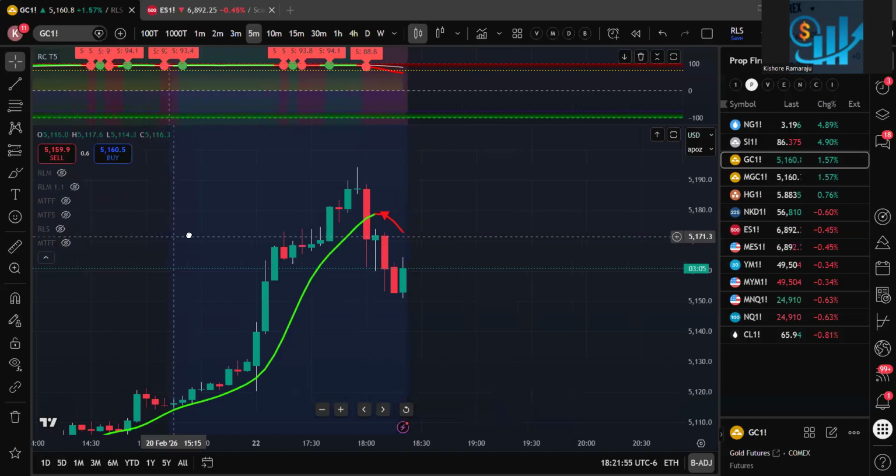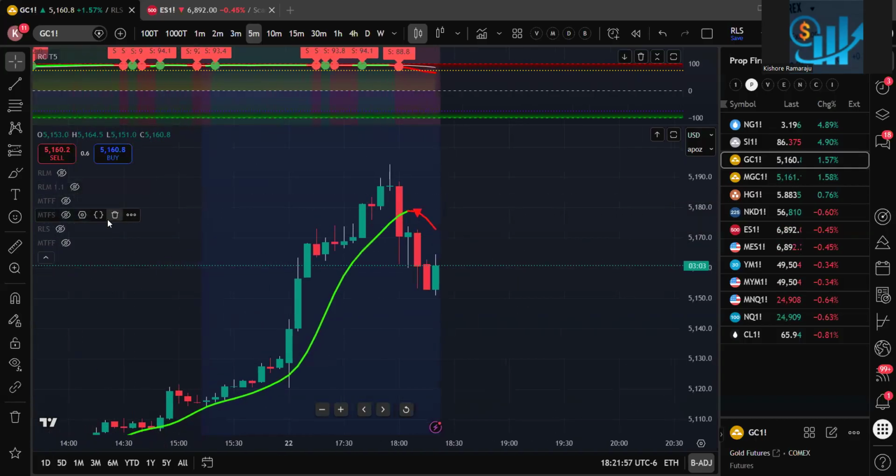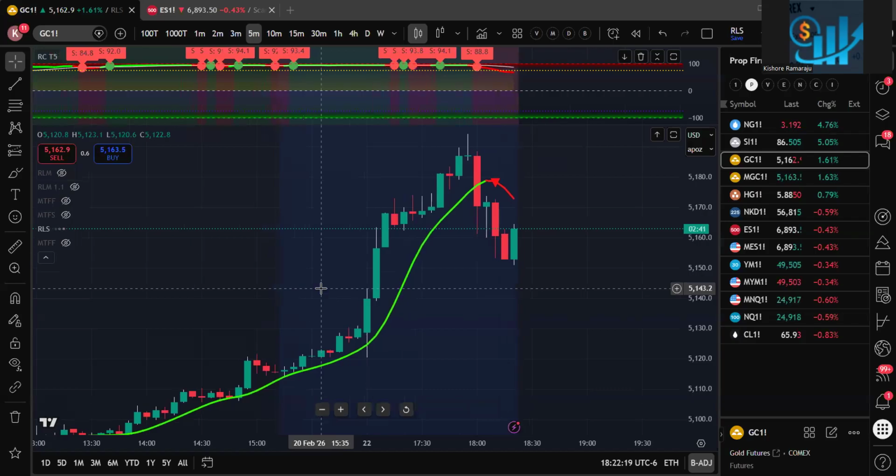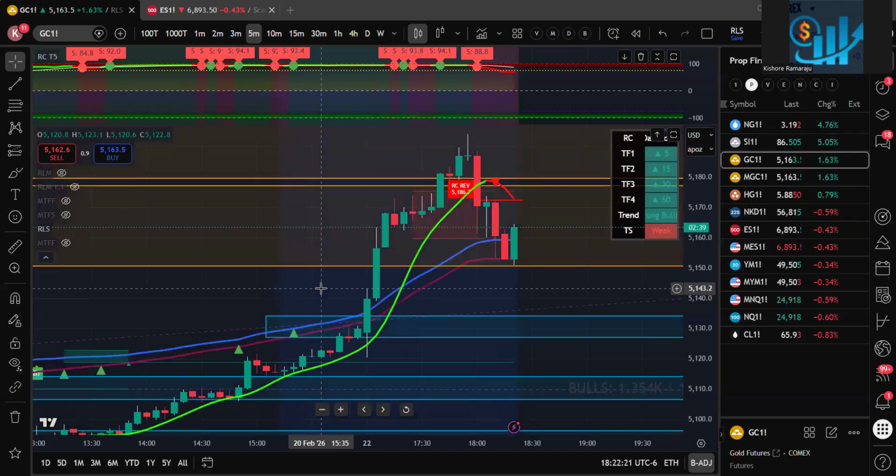Now, how to use RLM 1.1? As most of you already know, there are mainly 3 types of traders. One is scalpers, one is intraday traders, one is swing traders. These are the main 3 types of trading. What do I mean by scalping? Scalping is something where, for example, you use RLS, the liquidity sweep indicator.